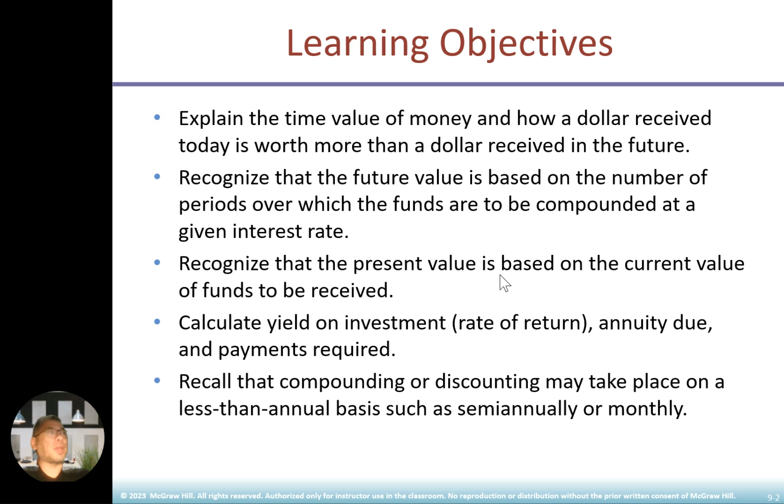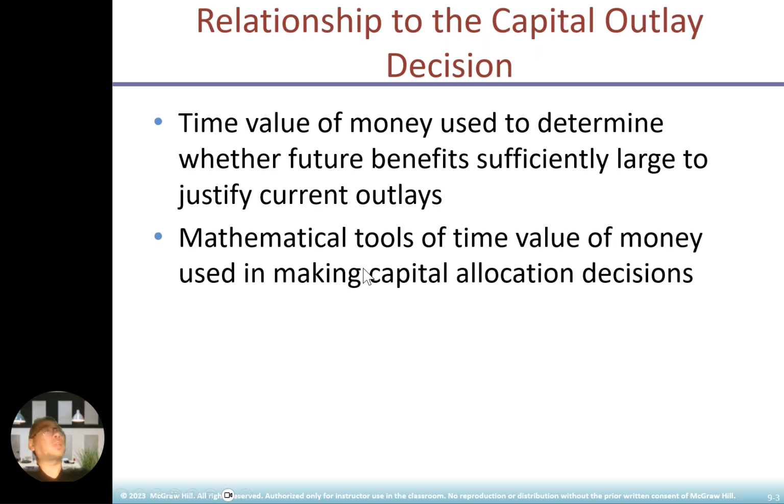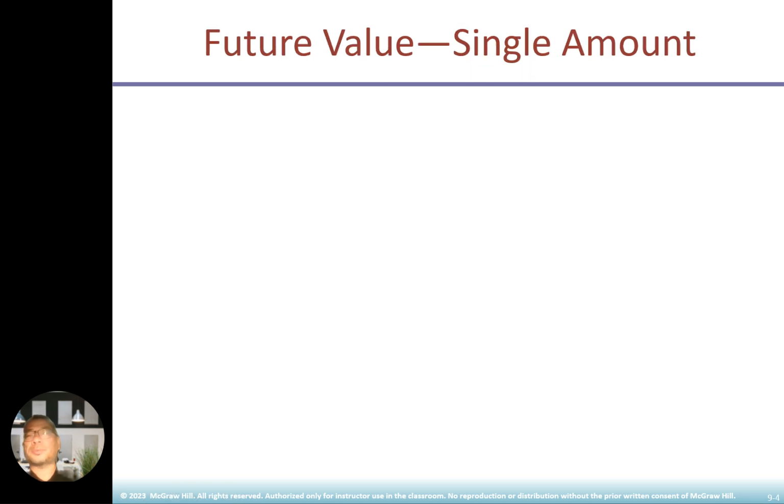Recognize that the present value is based on the current value of funds to be received. Calculate the yield on investment, rate of return, annuity due and payment required. Recall that the compounding or discounting may take place on a less than annual basis, such as semi-annually or monthly. And then time value of money in relationship to capital outlay decisions. Time value of money is used to determine whether future benefits are sufficiently large to justify current outlays. These are the mathematical tools used in making capital allocation decisions.